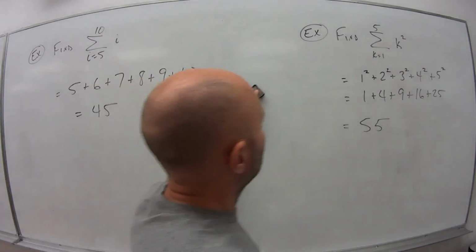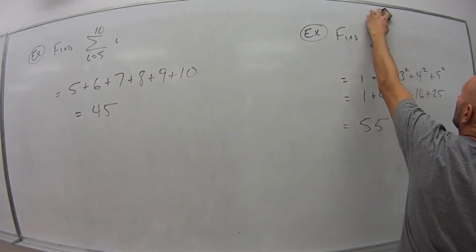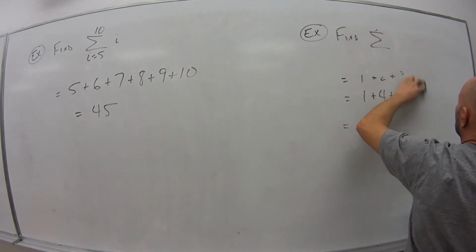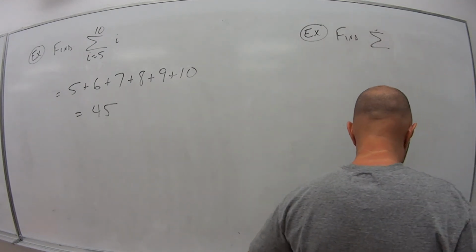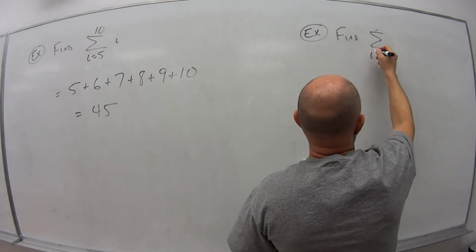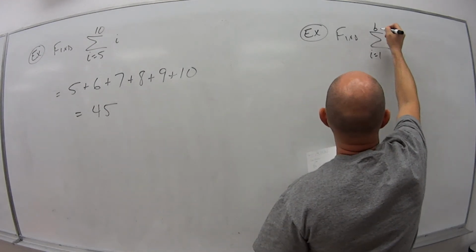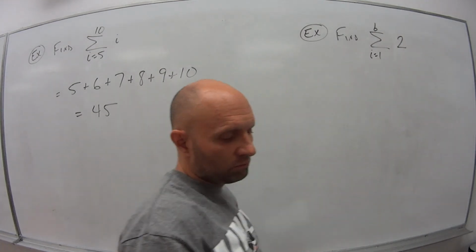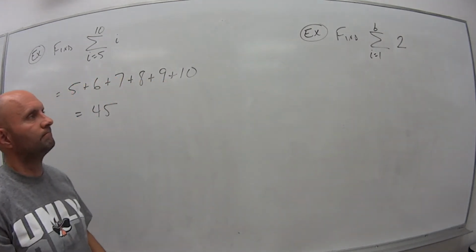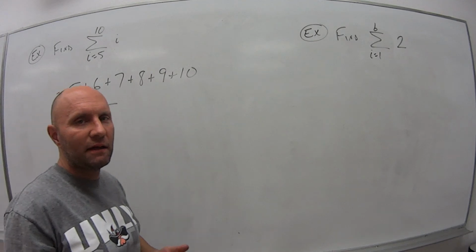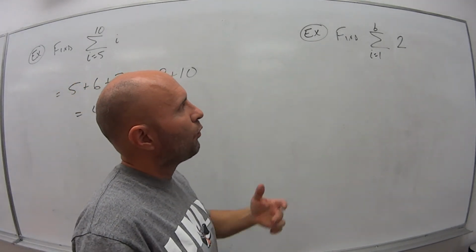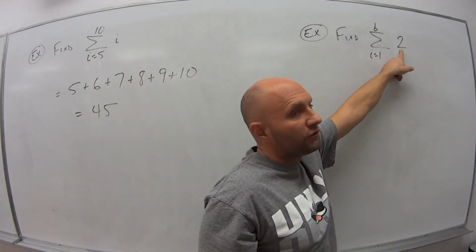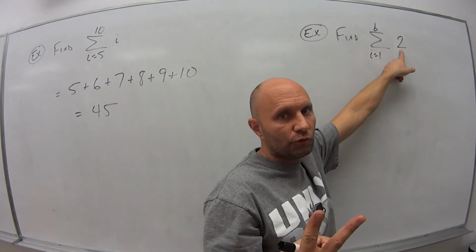One more example. So here we want to find i equals 1 to 6 of the function 2. So we don't have an i there. So what does that mean? Well, when i equals 1, what's the function equal to? Just 2.